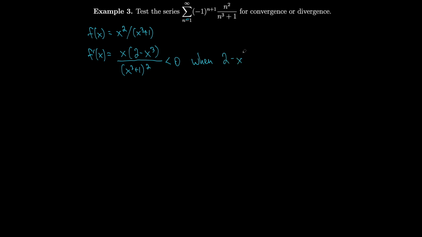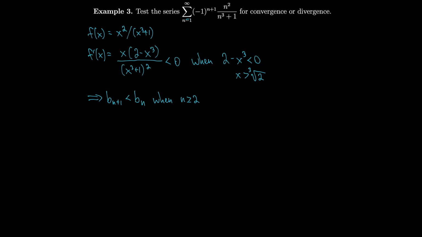So that means that we want to see when this thing is negative, which is when x is greater than the cube root of 2. So that means that our corresponding b_n's will be decreasing because our function is decreasing. And that's so long as we have n greater than or equal to 2.